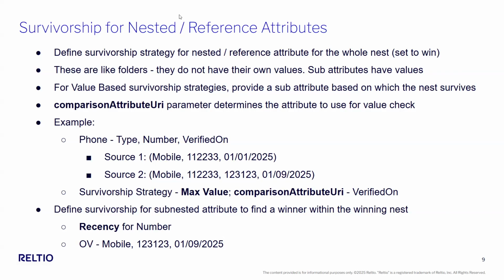So for the nested and reference, the important thing to remember is if you're defining a survivorship at nested or at the nest of the reference attributes, and you're using value based, you need to define a comparison attribute URI because those nest or the reference group itself doesn't contain any data. So first you define at the nested level for a specific nest or a specific reference set to win. And within that, you can then define on all the simple attributes individual survivorship strategy for the individual values to win.